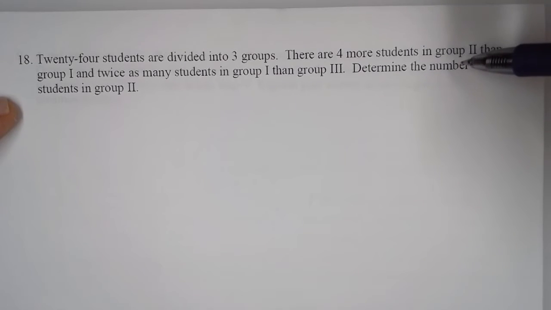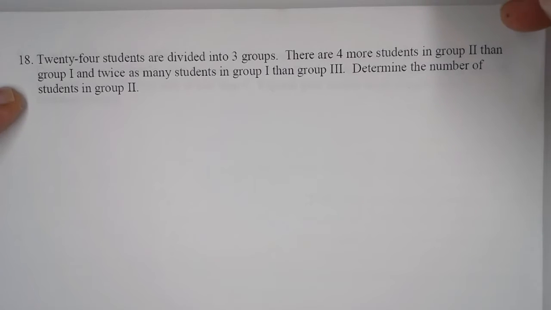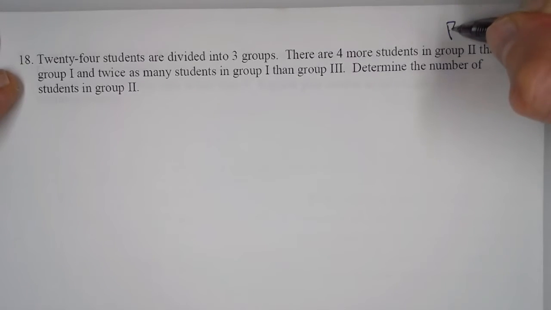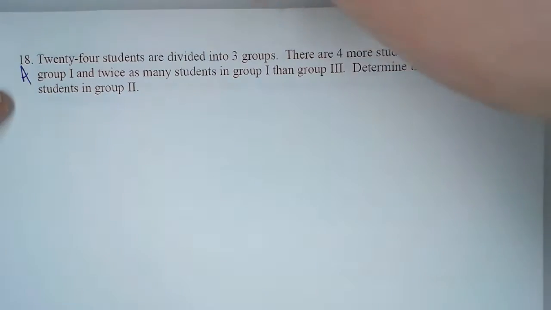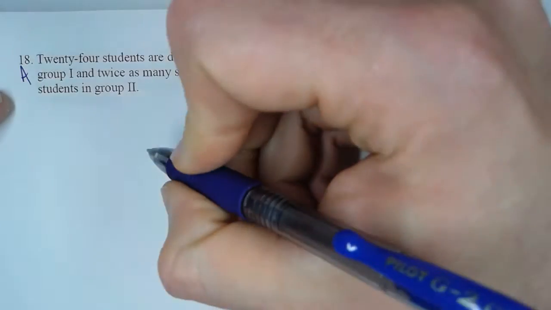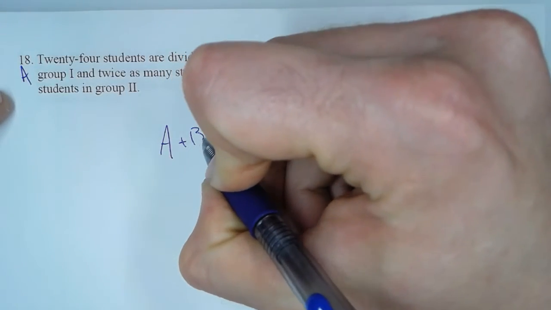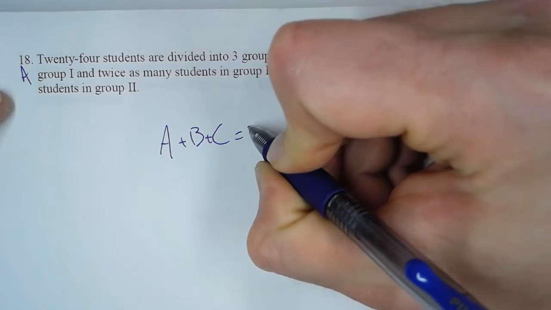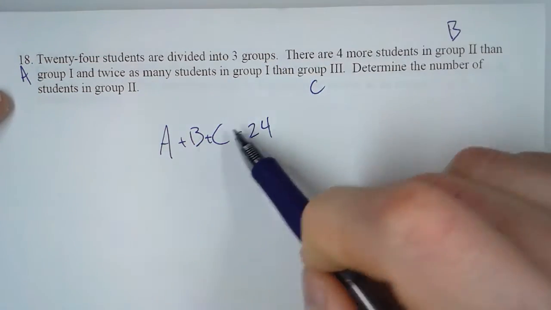Now, instead of referring to them by number, because that makes it harder to solve an equation, instead I'm going to refer to Group 2 as B, Group 1 as A, and Group 3 as C. So that means A plus B plus C equals 24. That's the number of students in each group.